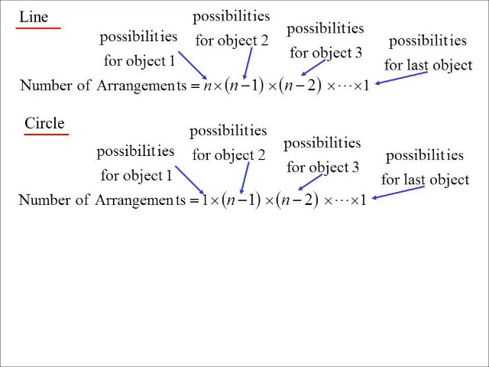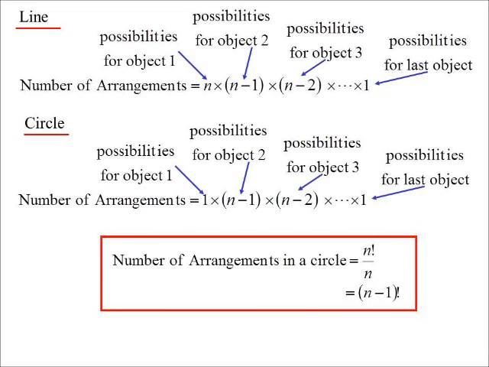So basically, it's n factorial divided by n, the number of spots I could have put that first object. Well, that's just n minus 1 factorial in effect. So if we're in a circle instead of a line, it's just n minus 1 factorial. We take 1 off the total number of objects that we have.